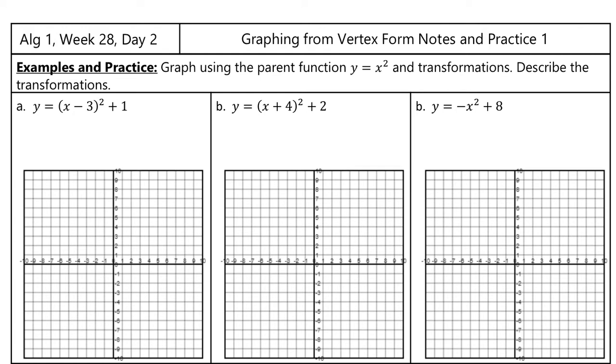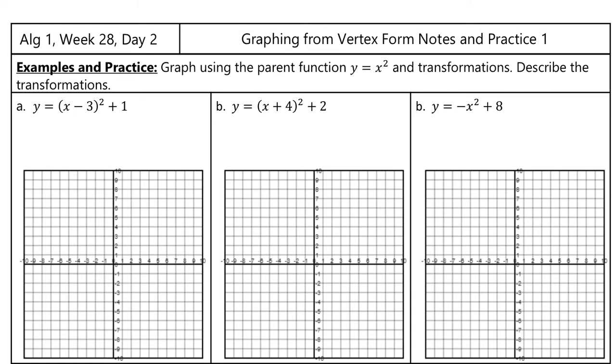Definitely make sure you're checking your answers, and as you check, it's not enough that it's a parabola. Your points need to be where my points are. Basically, I want 5 points: the vertex, and then 2 on each side. Okay, let's do this first one.